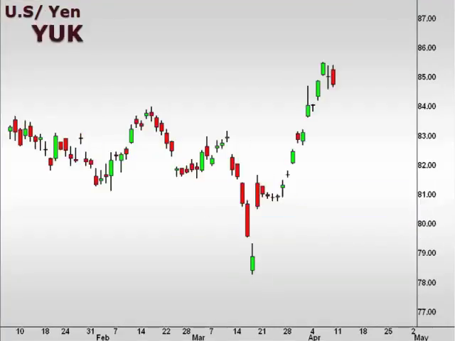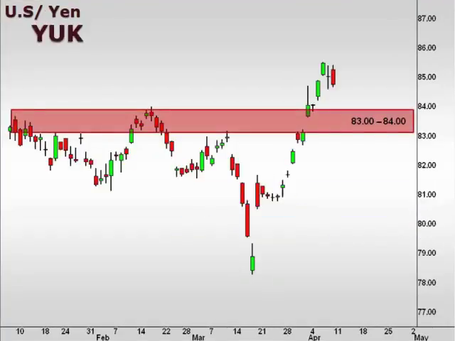Let's take a look at the YUK. The YUK continues to push towards that 86-87 focal zone. However, we may see a retracement back down to 84 before this uptrend continues.